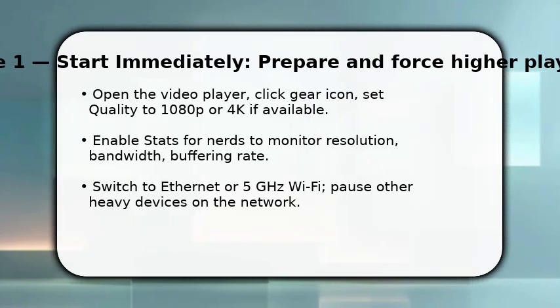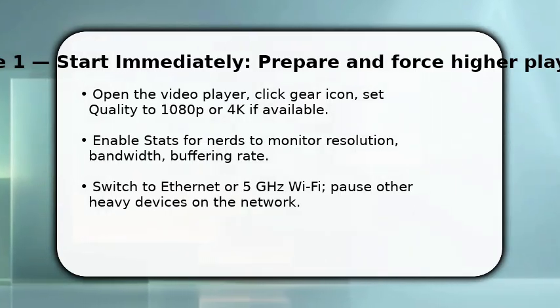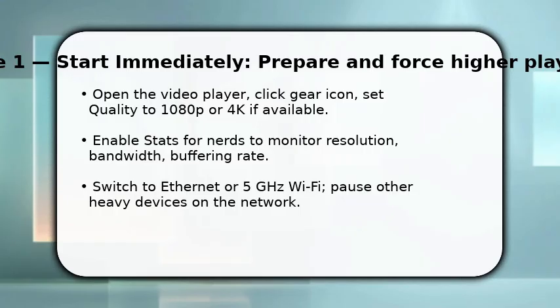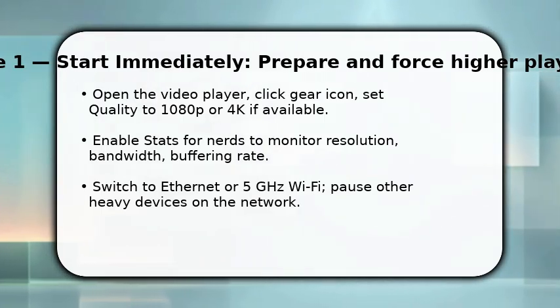Enjoy the video. You begin by taking control of playback. Click the gear icon and set quality to 1080p or 4K when possible, because YouTube auto-adjusts to protect playback. Once done, enable stats for nerds so you can see actual resolution and kilobits per second and watch bitrate. Make sure to plug into Ethernet or a 5 GHz Wi-Fi network and temporarily stop other streaming devices, since shared bandwidth forces lower quality. Act now to prevent automatic downscaling.